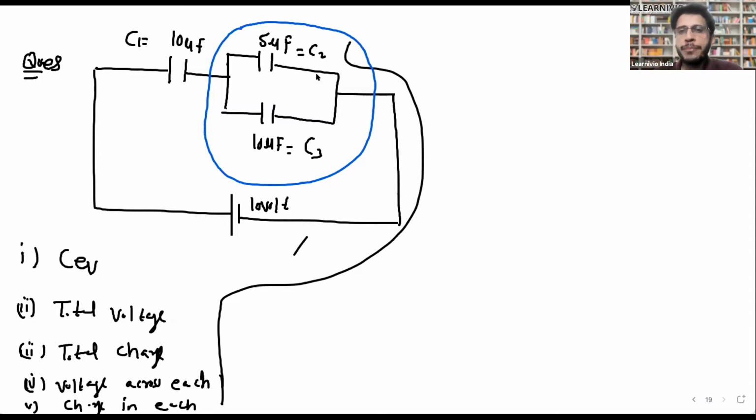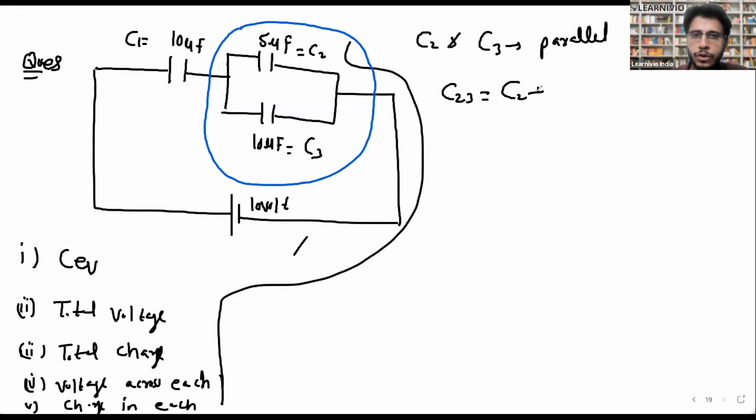See, when you have a mixed combination, all capacitors are neither in series nor in parallel. You have to pick small parts of the circuit. So I picked this part. This is B part. So you know that C2 and C3 are in parallel. So we can write this as C23. I'm naming the parallel combination of these two as C23, which is 5 plus 10, which is 15 microfarad.